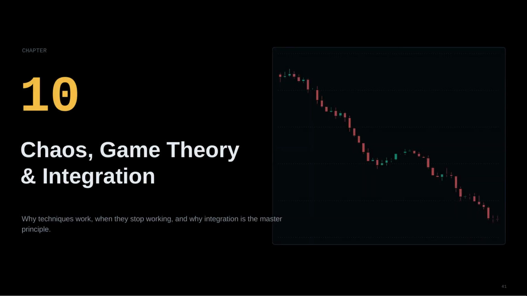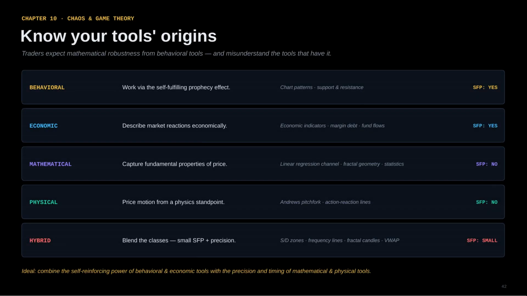Chapter 10. Why do techniques work at all, and why do they stop? To trade a tool with confidence, you must know where it comes from: behavioral, economic, mathematical, physical, or hybrid, and what that origin implies. 5 origins. Behavioral tools, chart patterns, support and resistance, work through the self-fulfilling prophecy effect. Crowds act on them, so they react.